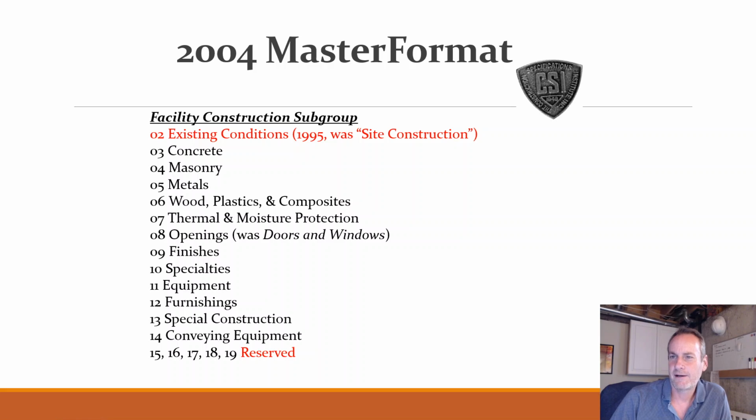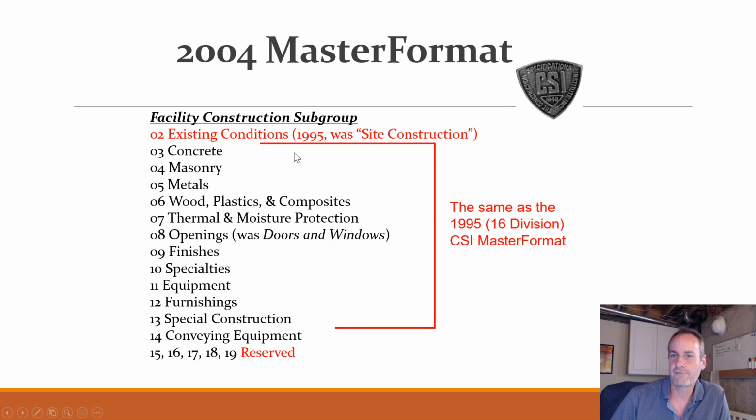And you can see this item 2 or section 2 was site construction before, now it's existing conditions, but pretty much the same. The others from 3 up to 13 are all the exact same. So those are labeled at least the same. Concrete is 3 now, concrete was 3 before. Go back and check it if you don't believe me.